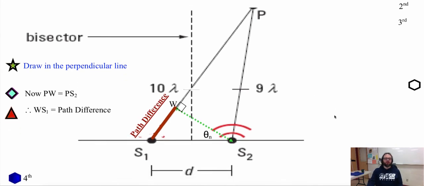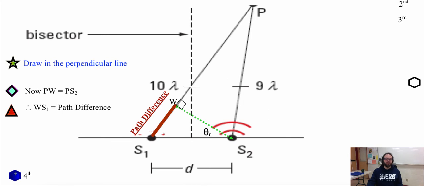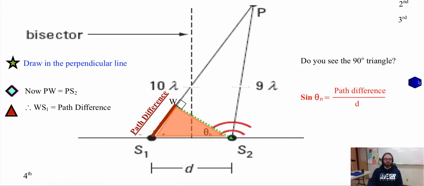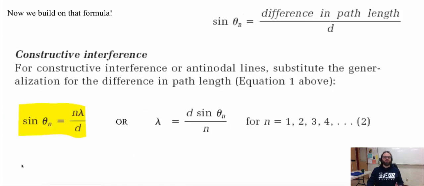If it's a whole number, it's an antinode. If it's a half number, it is going to be a node. And then everything else is going to be kind of in between. So now, most of the time we'll know the distance between the slits, and all we need to do is find out this angle. So let's build this equation here. We have sine theta n is equal to the difference in path length divided by my distance between slits.